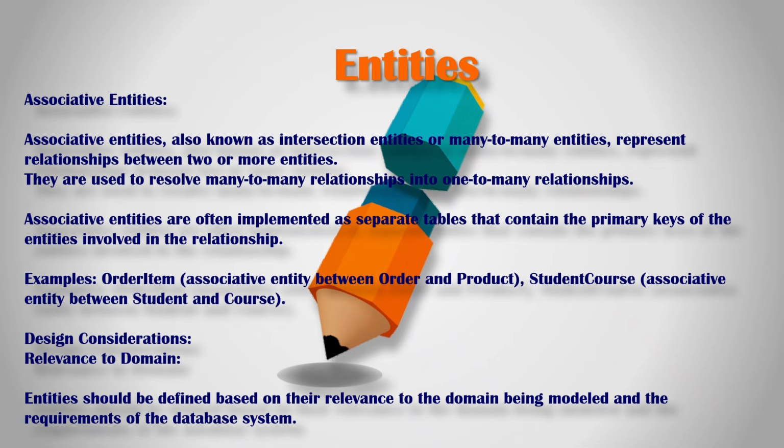Associative entities. Associative entities, also known as intersection entities or many-to-many entities, represent relationships between two or more entities. They are used to resolve many-to-many relationships into one-to-many relationships. Associative entities are often implemented as separate tables that contain the primary keys of the entities involved in the relationship. Examples: order item, associative entity between order and product. Student course, associative entity between student and course.